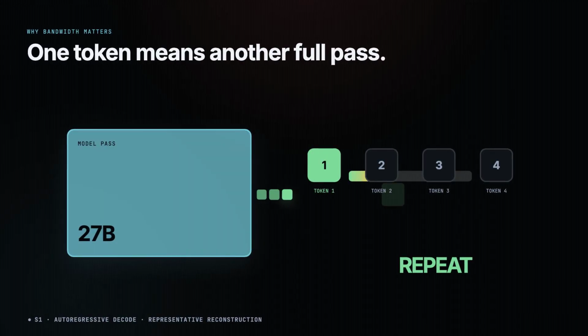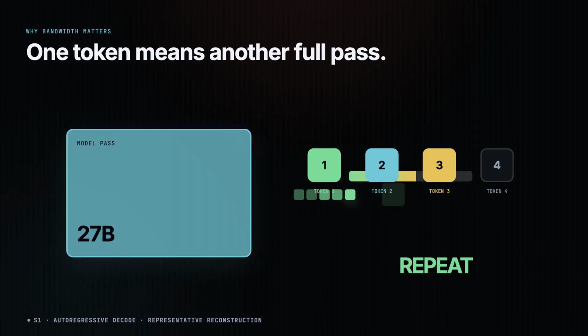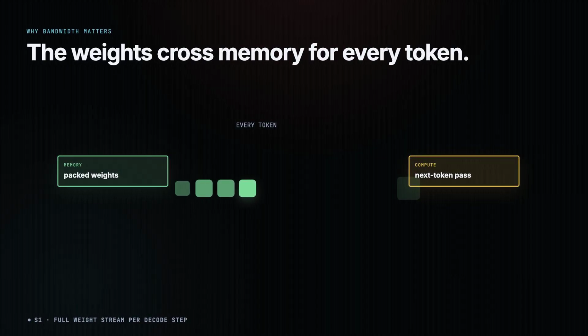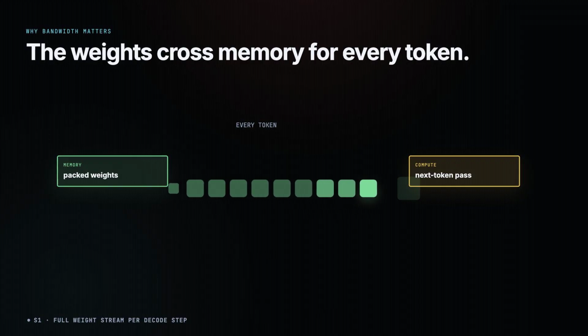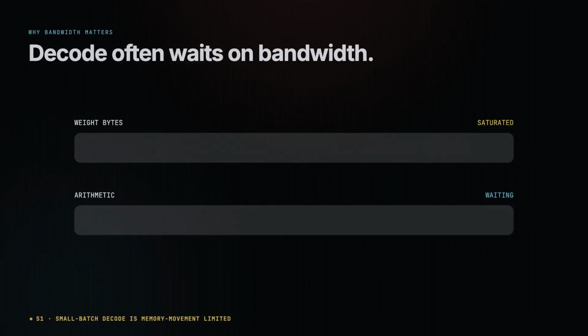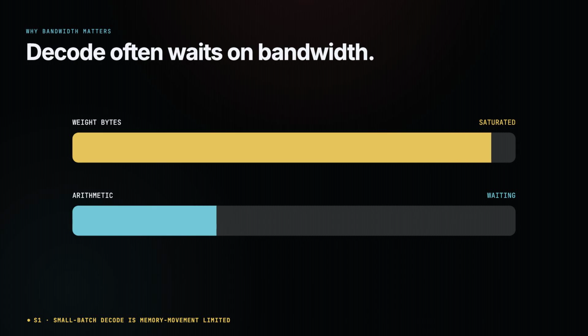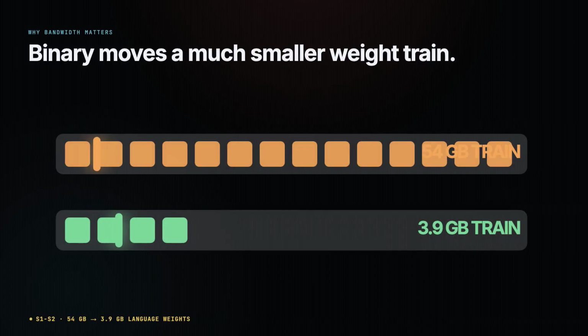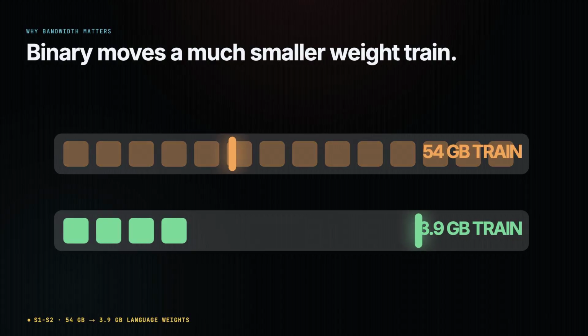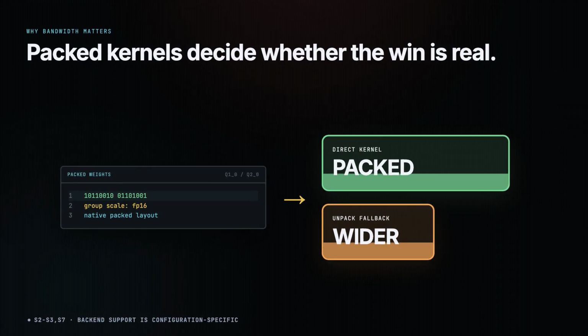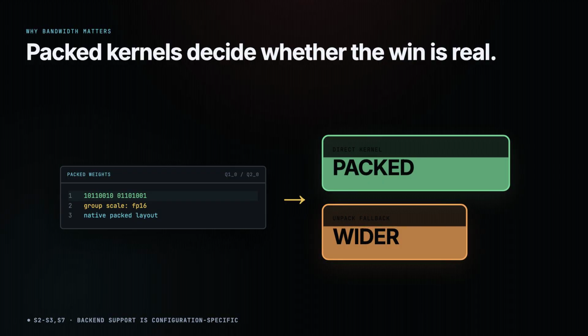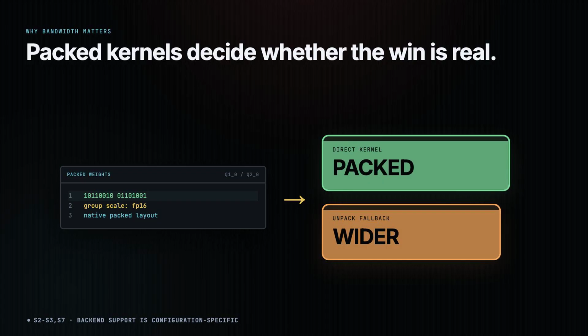During autoregressive generation, the model produces one token, feeds it back, then repeats the network to choose the next. At small batches, each step streams essentially the full weight set while doing little arithmetic per byte moved. Decode speed therefore depends heavily on memory bandwidth. Moving fewer weight bytes per token can make the same hardware faster. Binary Bonsai cuts resident language weights from roughly 54 gigabytes to 3.9. The memory bus carries far less per step. Packed weights help only when kernels consume them directly. Unpacking into wider values before matrix multiplication can erase the advantage.